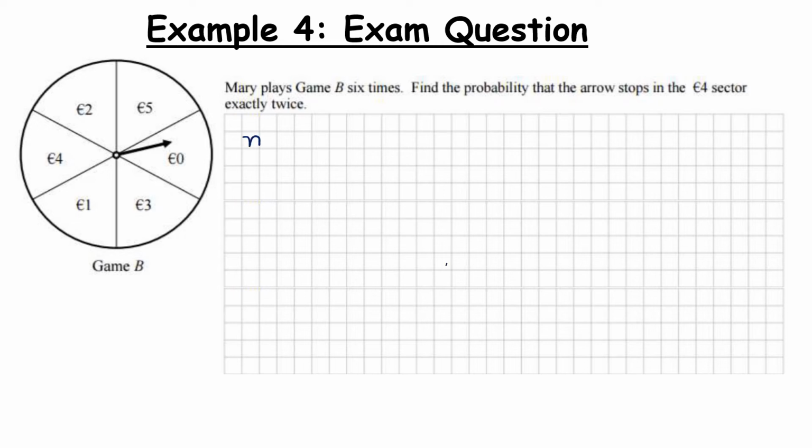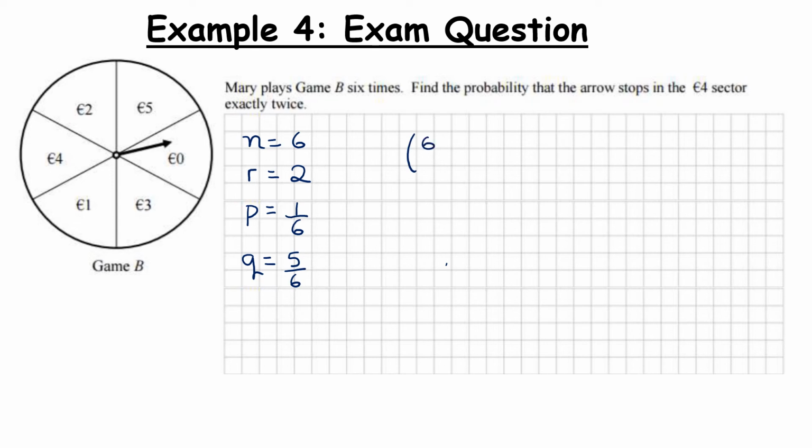So let's break this down. n is how many trials, so we do it 6 times. r is how many successes, so we get 2 successes. p is the probability of success, which in this case is landing in the €4 sector. So there are 6 sectors. They are equally spaced, which means there is a 1 in 6 chance of getting a 4. And q is the probability of not landing on a 4, which is everything else, which is 5 over 6.